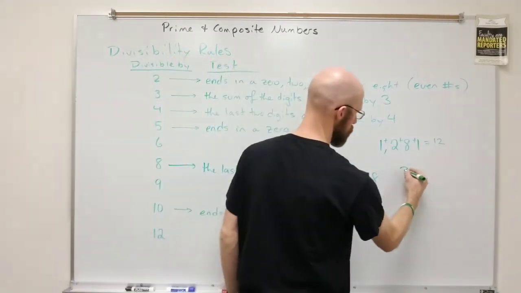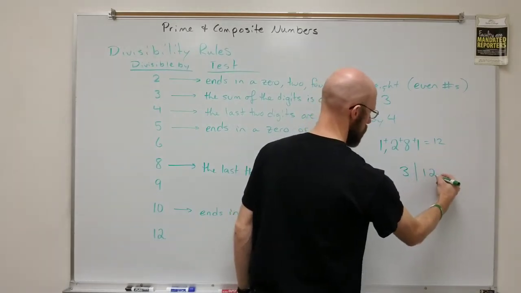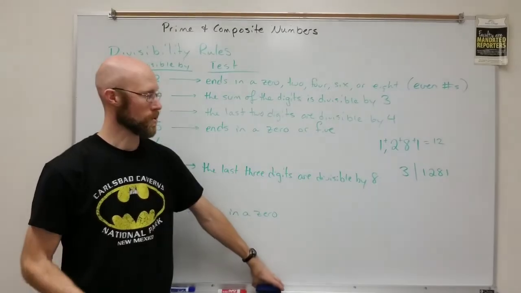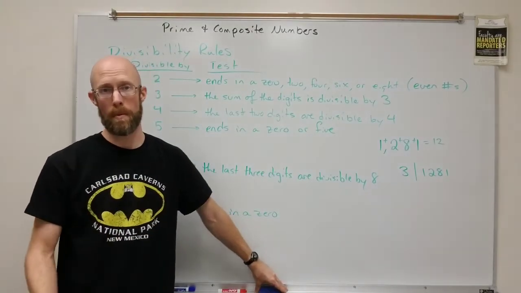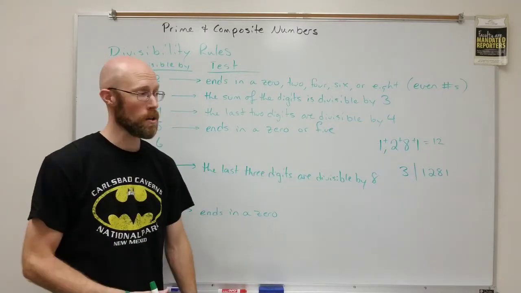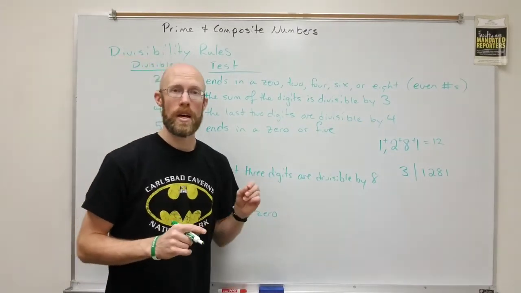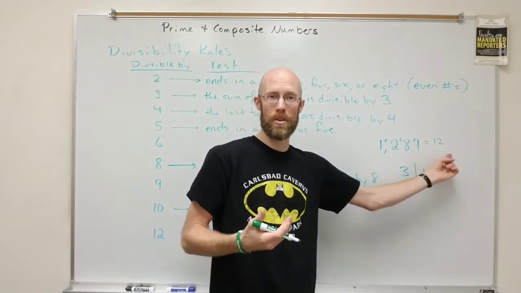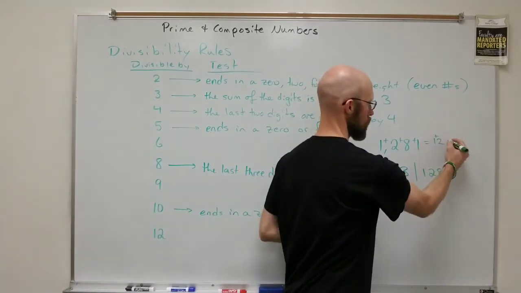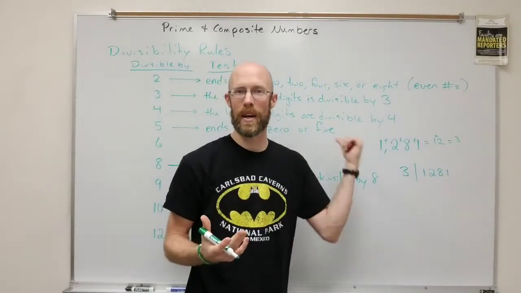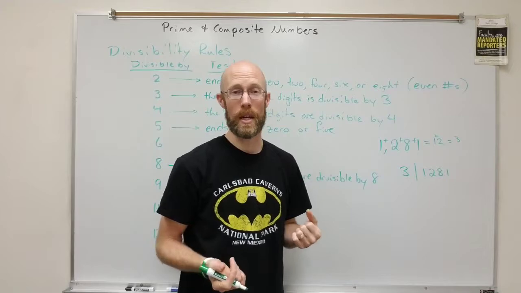So we would say that 3 divides 1281, okay? Because the sum of the digits is divisible by 3. And that's nice. We can do that for long strings of numbers as well. And what's really cool is if I got a number here that I didn't really know, you could add those digits up, right? 1 plus 2 is equal also to 3. And then I know I've got divisibility by 3, okay?